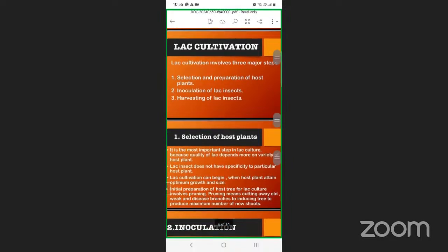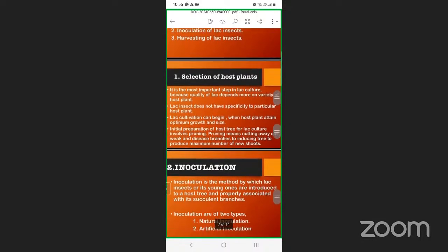So the lac cultivation involves three major steps, that is selection and preparation of the host plants, inoculation of the lac insects, and harvesting of the lac. So first we see the selection of the host plants.